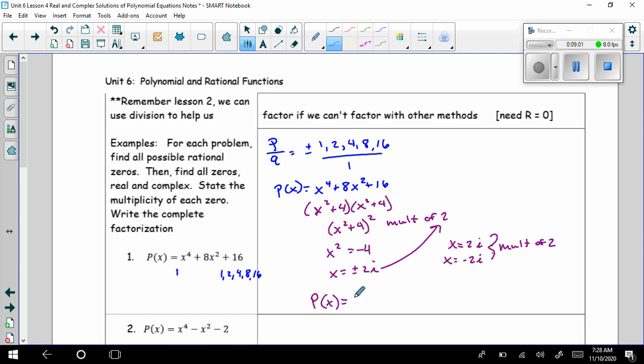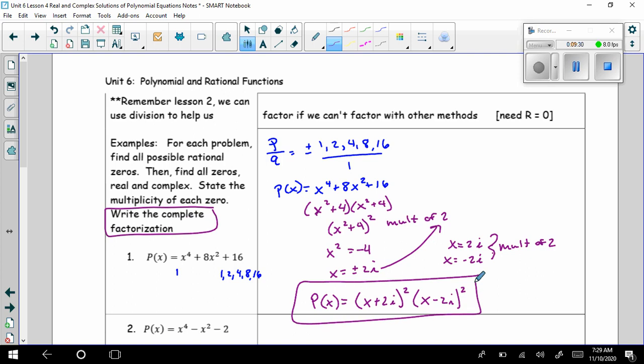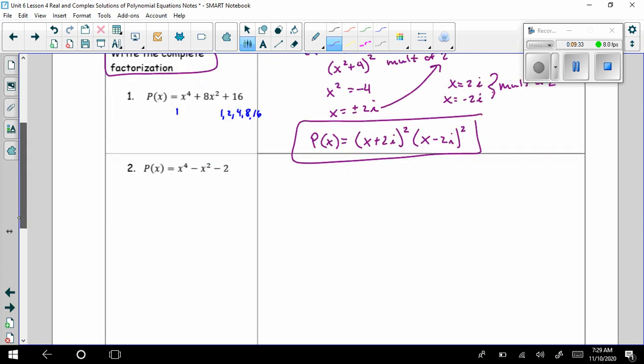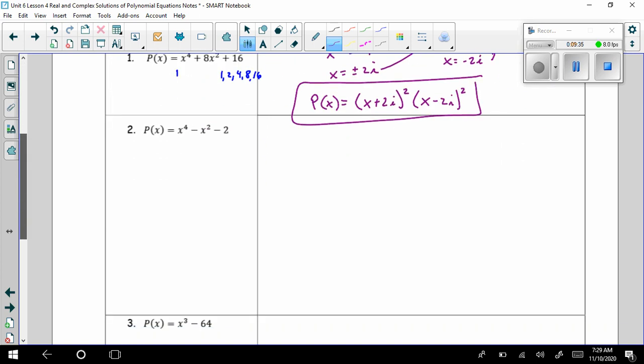So our final factored form of this, because I have x equals 2i and x equals -2i, each with a multiplicity of 2. And 2 times 2 is 4, so I have x plus 2i squared and x minus 2i squared. So there's my 4th degree completely factored, showing my zeros, because if I see my factors, then I know what my zeros are. And so when it asks you to write the complete factorization, this is what it's looking for, using your zeros to write that in factored form.